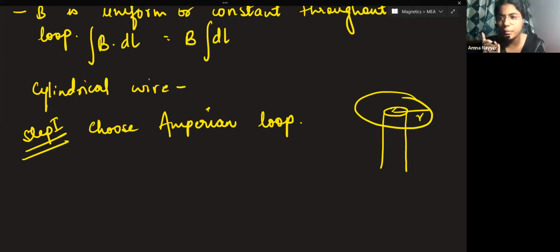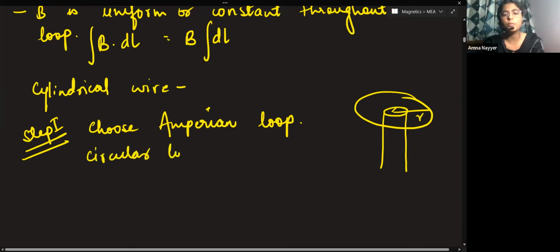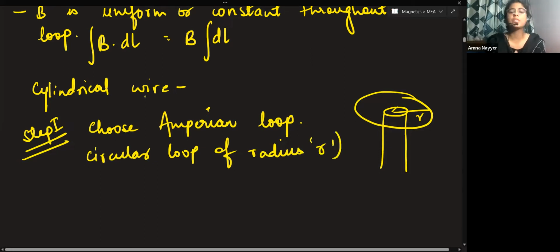And what is an Amperian loop? How to choose it? What should be the criteria that we have discussed? So first choose an Amperian loop. Here we will choose a circular loop of radius r. So we have chosen a circular loop of radius r.